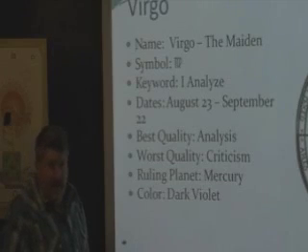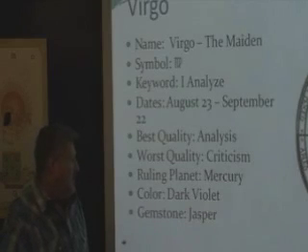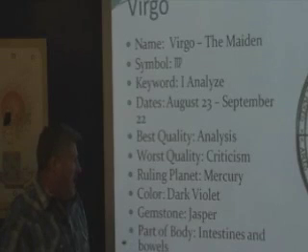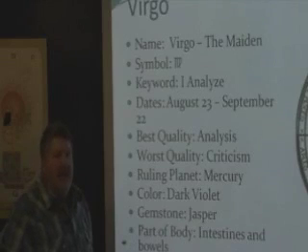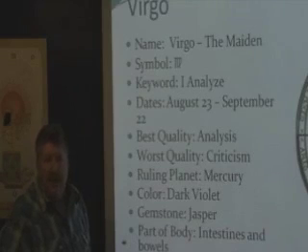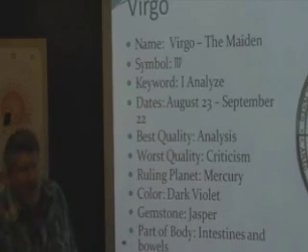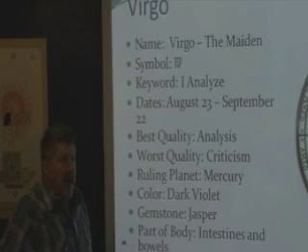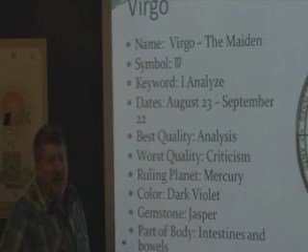Mercury, the planet of perception and the intellect, governs. The color is dark violet, being the night sign of Mercury. The gemstone is jasper. And Virgo is the discerning part of the body, the intestines and bowels, which are what separate out the nutrients from our food and disperse them into the bloodstream.